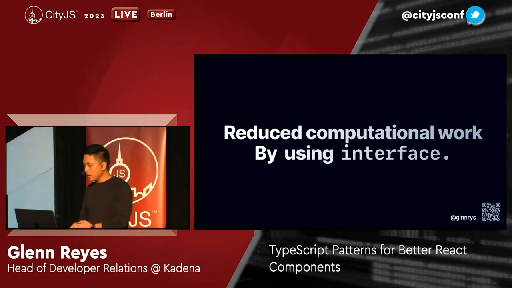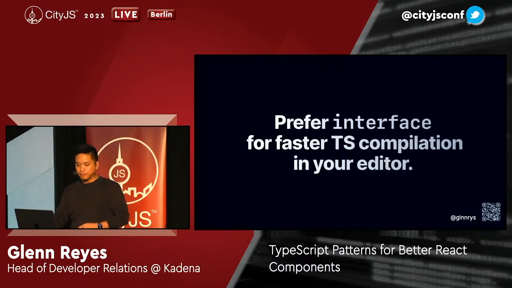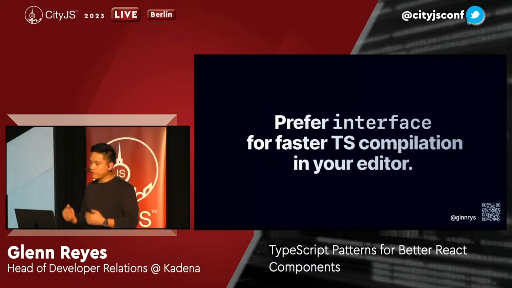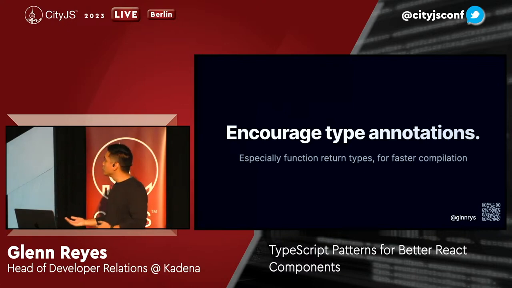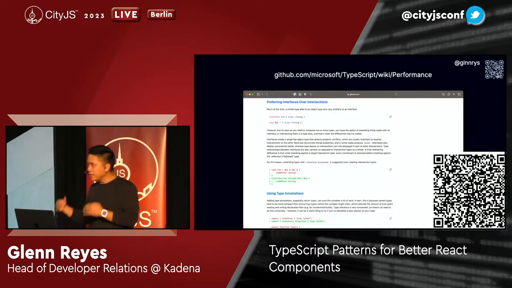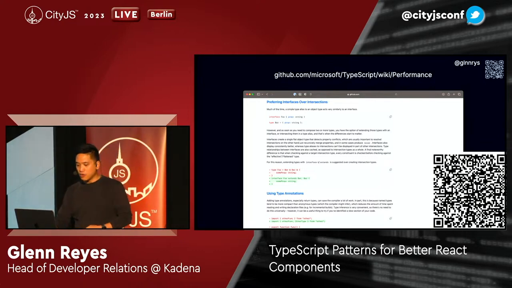So it turns out there was probably something happening where the work kept running, like the TypeScript compiler. Therefore my take is that, where possible, it's good to prefer interfaces for faster TypeScript compilation in your editor in general. On that note, I also encourage putting type annotations, especially on your return types for functions, for faster compilation. All of that is documented in the official TypeScript wiki, in the performance section. So check this out definitely.